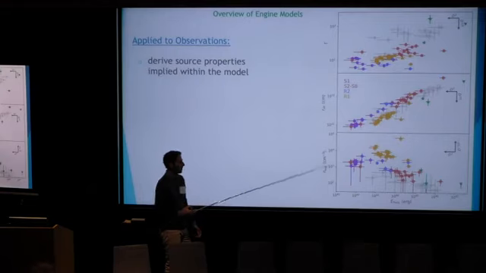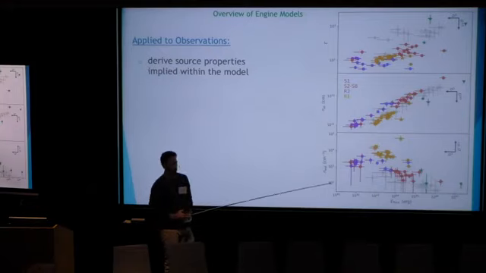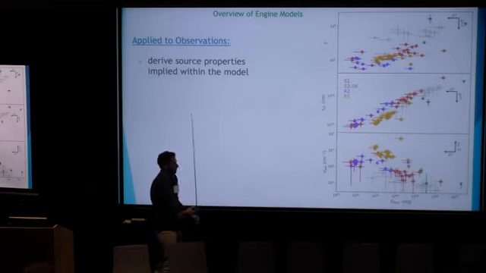So we infer densities of order hundreds or thousands where these shocks are occurring, radii of 10 to the 12 or 10 to the 13 centimeters, and Lorentz factors of order several hundred or so. And this is for different samples of different bursts.